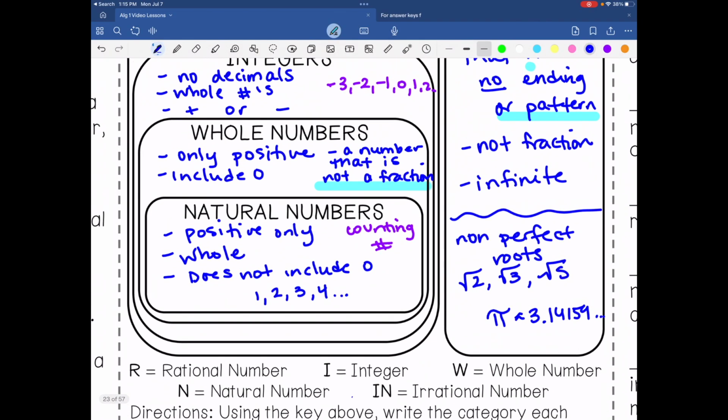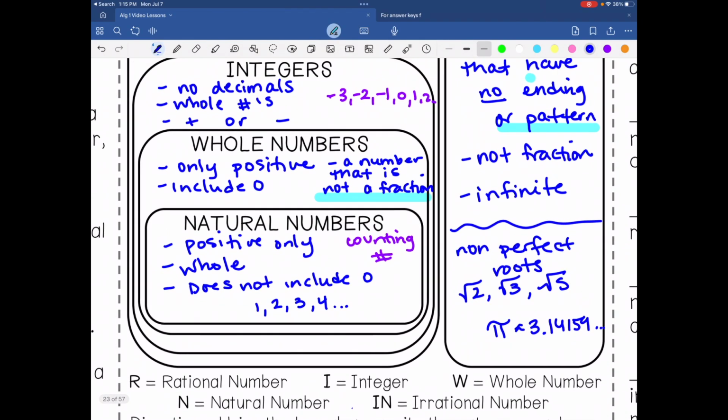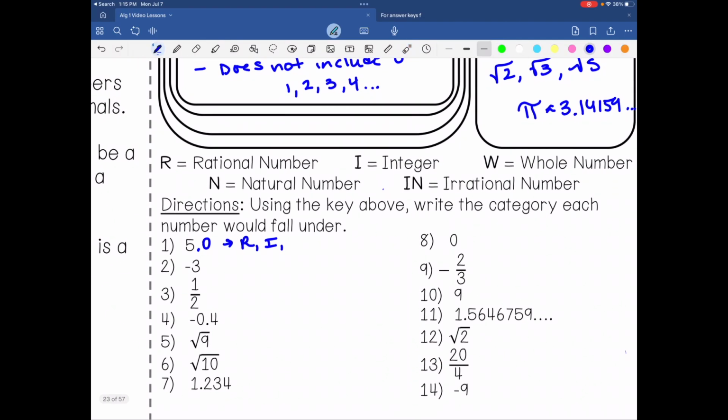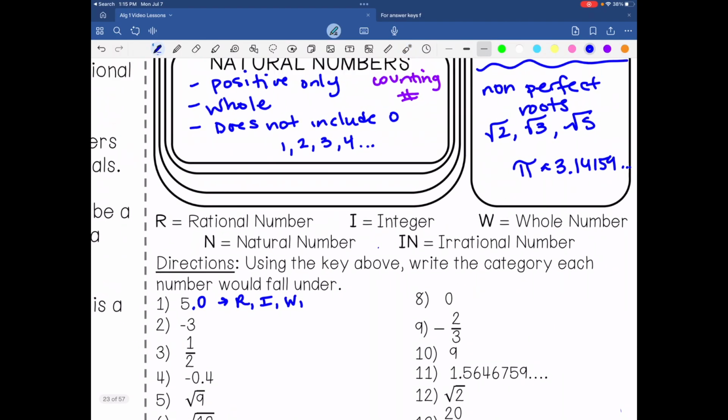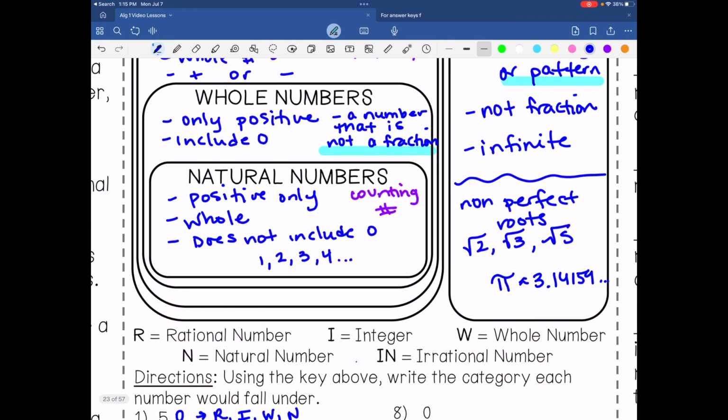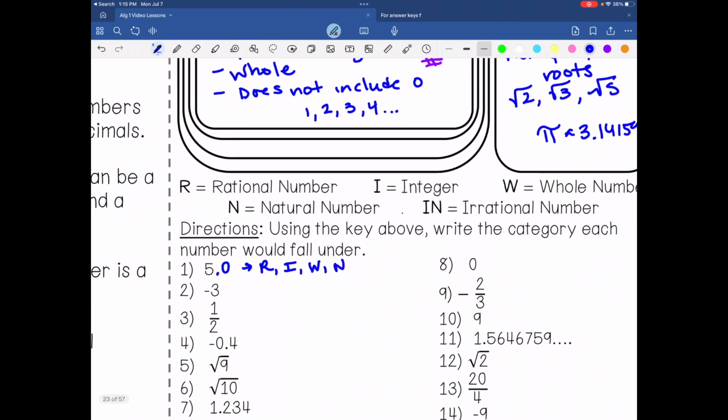Is 5 a whole number? Yes, because 5 is positive, and it's just a number that's not a fraction, right? So 5 is a whole number. And is 5 a counting number or a natural number? Yes, 5 is also a natural number. So 5 is all of those things. It's just not irrational.